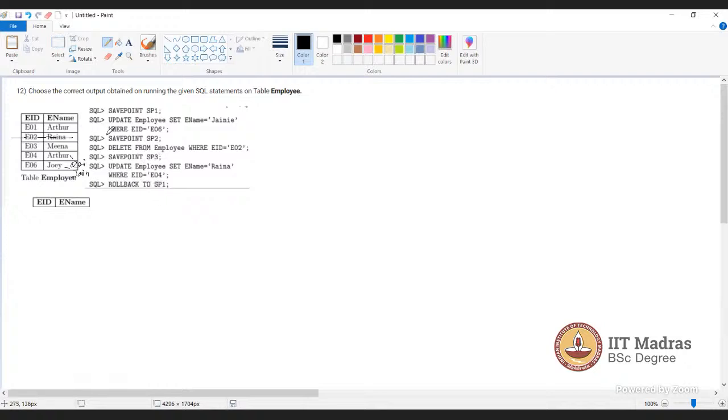So none of that is committed. So it rolls back all the SQL queries. So it returns the same result. It will roll back this also, and this also. So it returns the same table.